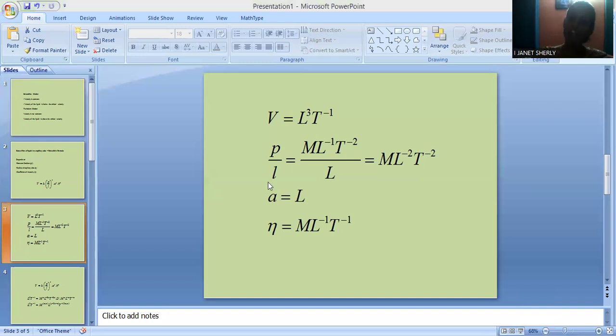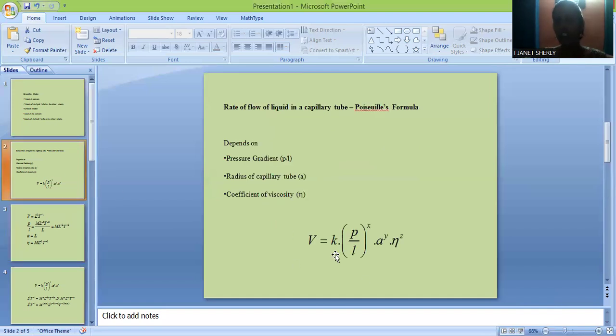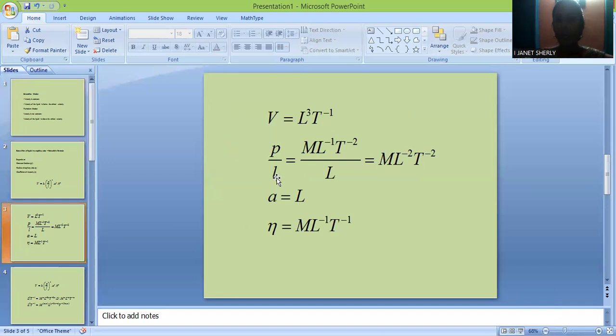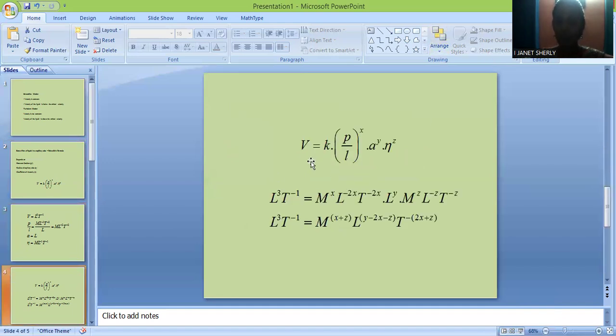Now I just need to substitute the dimensional values into this equation: V is equal to K into (P by L) to the power X, A to the power Y, eta to the power Z. So instead of V, we have the dimension L cubed T to the power minus 1. And for the time being, we just ignore K. Let us keep this K aside.